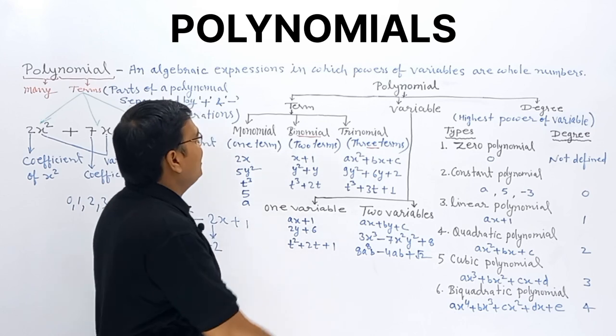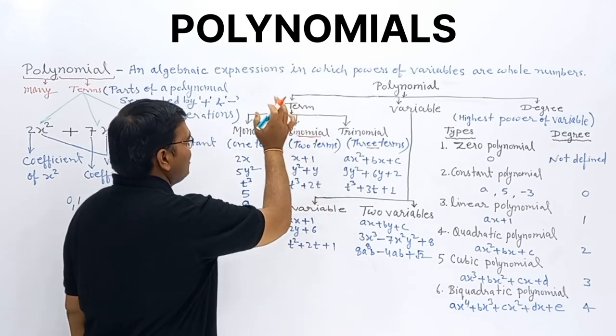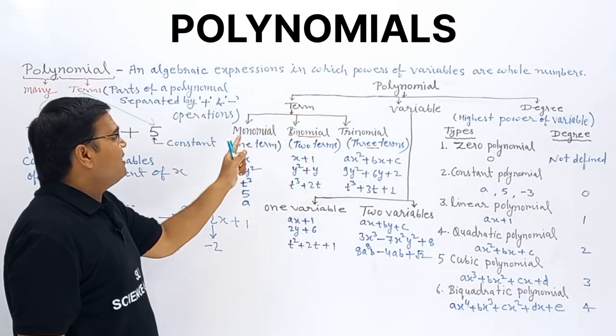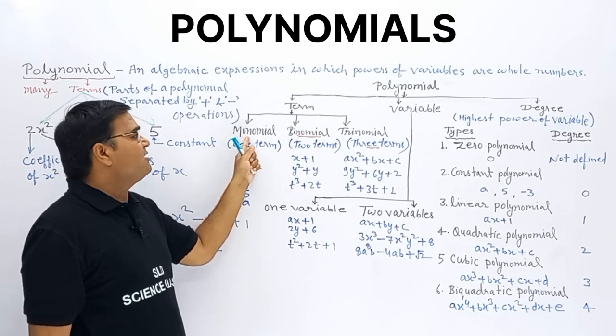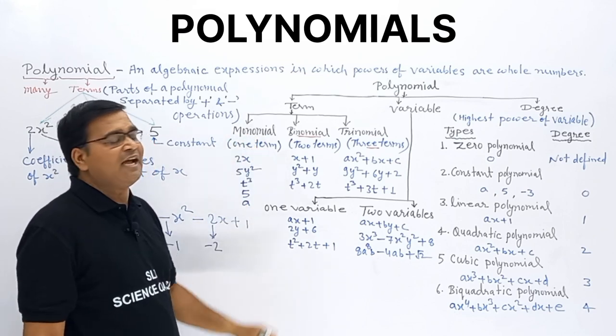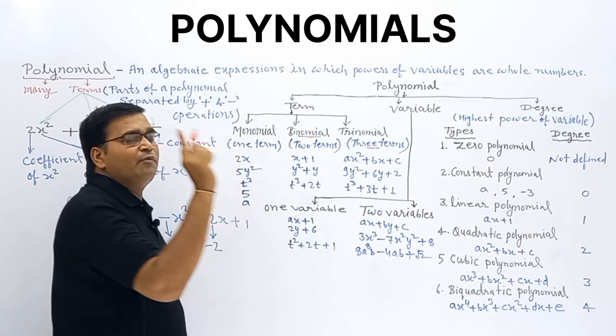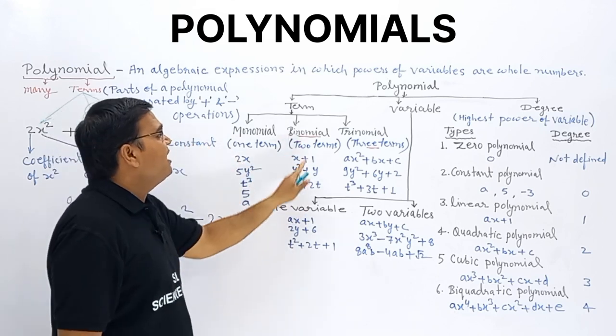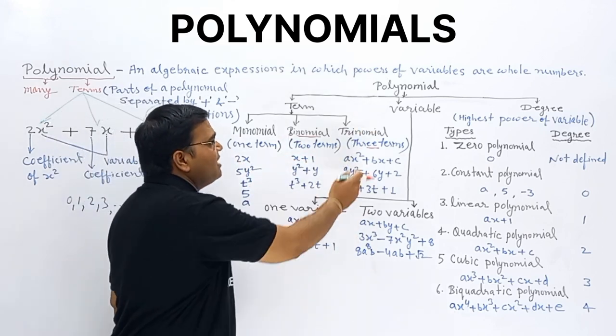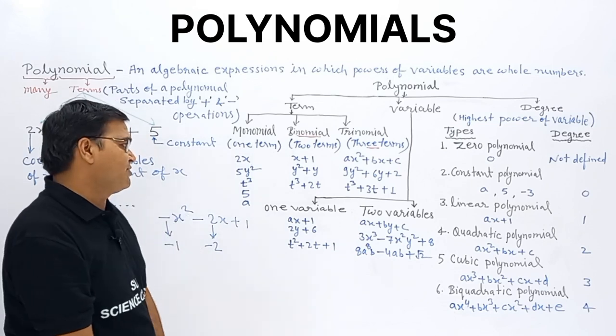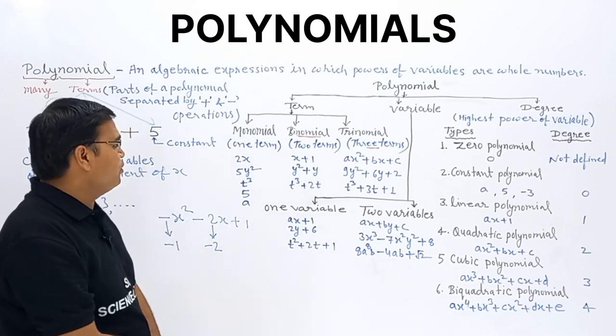So we can say on the basis of the terms, we can classify polynomials in three categories, mainly three types: monomial having one term, binomial having two terms, trinomials are having three terms. I hope you are getting all these things.